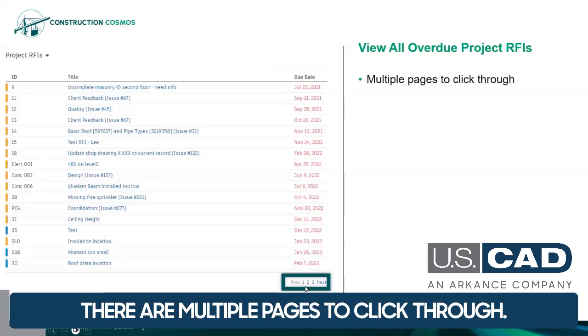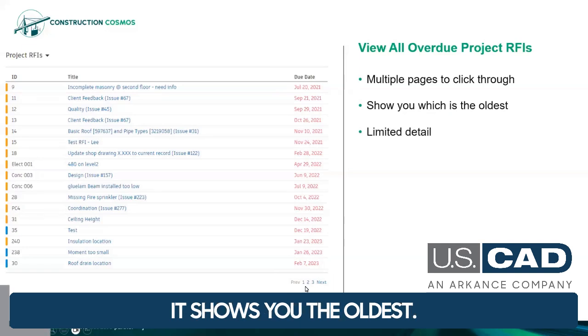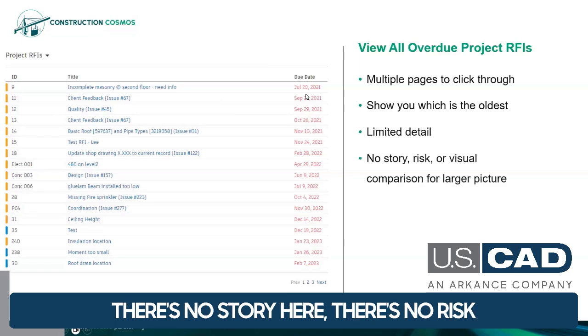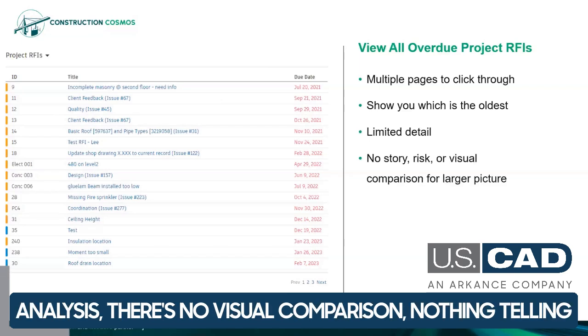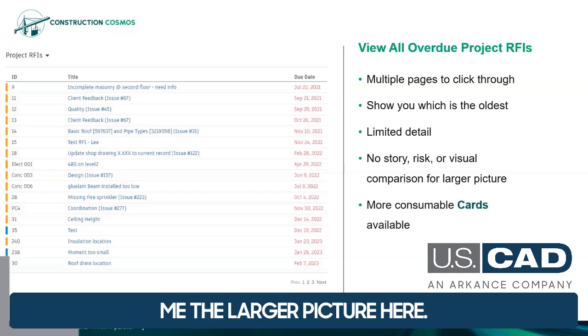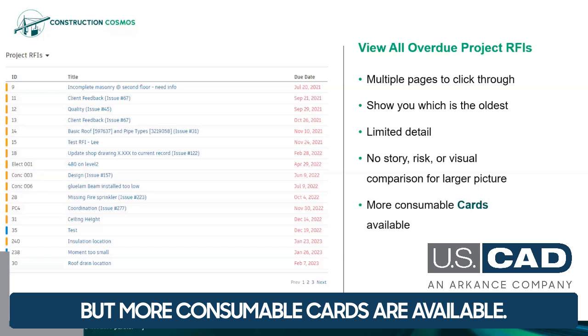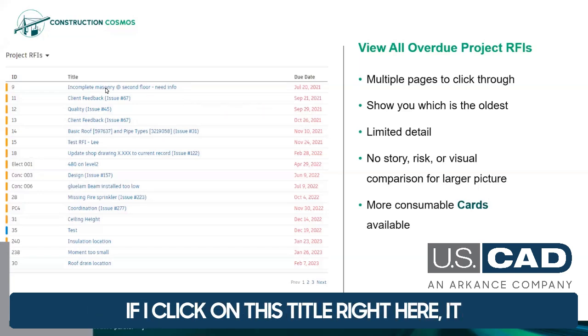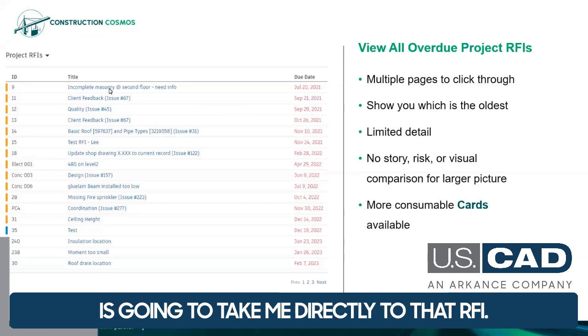There are multiple pages to click through. It shows you the oldest. It's limited detail. There's the number, the title, and the due date. There's no story here. There's no risk analysis. There's no visual comparison. Nothing telling me the larger picture here. But more consumable cards are available. There are some counters to this though. If I click on this title right here, it is going to take me directly to that RFI.